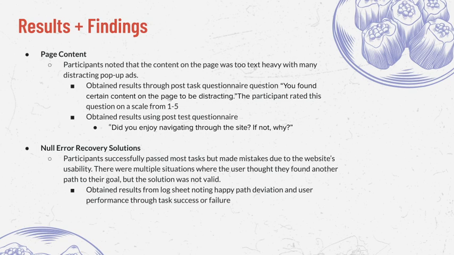And lastly, null error recovery solutions. Our participant successfully passed most of the tasks, but did make mistakes due to the website's overall usability. There were multiple situations where the user thought they found another path to their goal, but that solution was not valid. And we were able to get these results from our log sheet, noting happy path deviation and user performance through task success or failure.